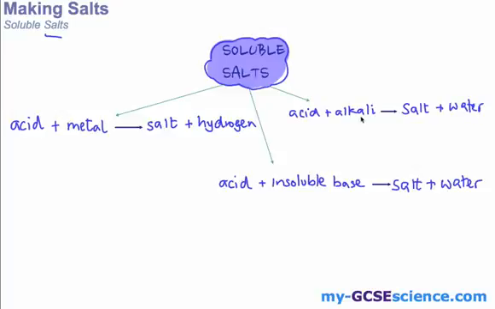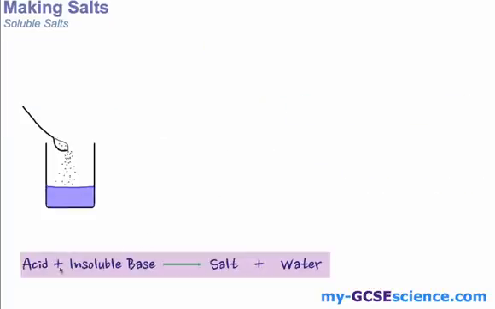Now I want to go through two methods we could use to make our soluble salts, and we're going to start off with the method of using acid plus insoluble base. So here we have our little formula that tells us what we get produced with our acid and insoluble base, but we're going to use a particular example. I'm going to use the example of copper oxide, which is our insoluble base, and our acid, which is going to be sulfuric acid. So when we react these two together, the soluble salt that we get is actually called copper sulfate.